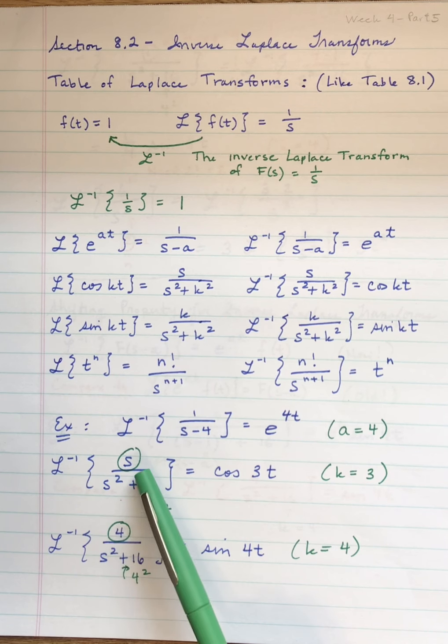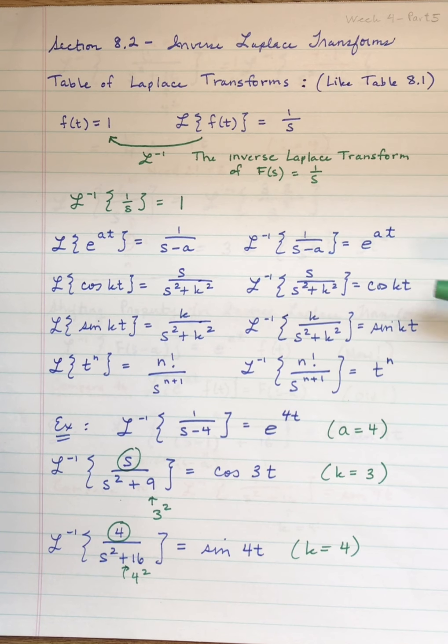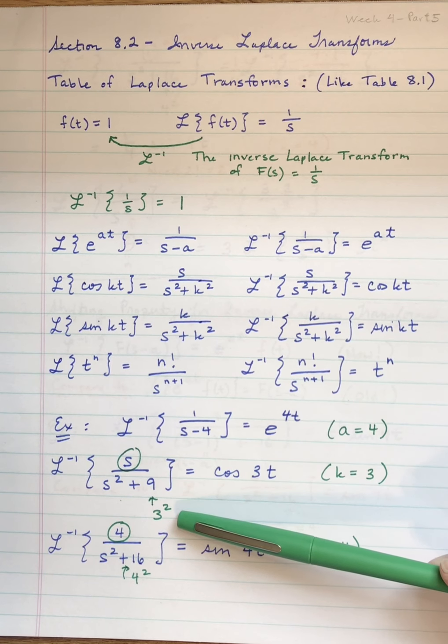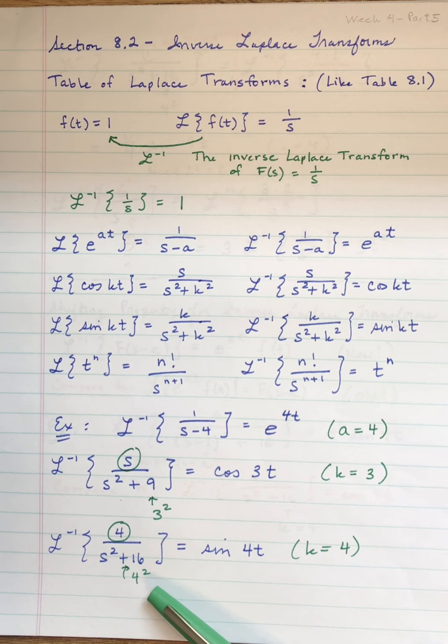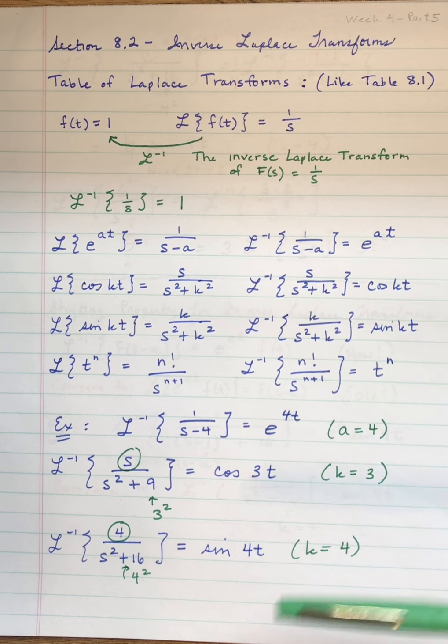Inverse Laplace transform of s over s squared plus 9. We know if we have the s in the numerator, we're looking at the cosine of kt formula. Here my k is 3. So this is just cosine of 3t. Here I have inverse Laplace transform of 4 over s squared plus 16. So my k is 4 in my formula for the sine of kt here. So my inverse is just the sine of 4t. It's just as simple as that.